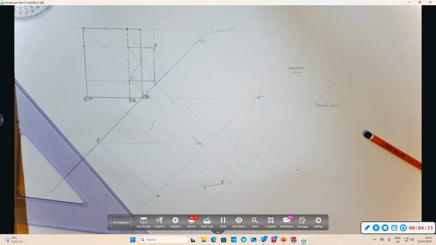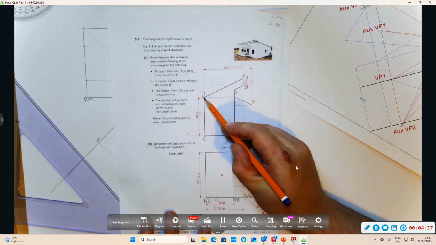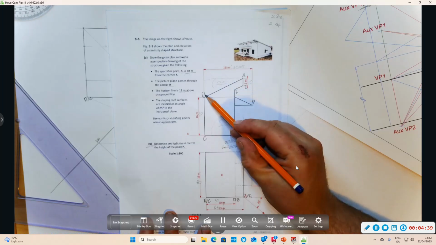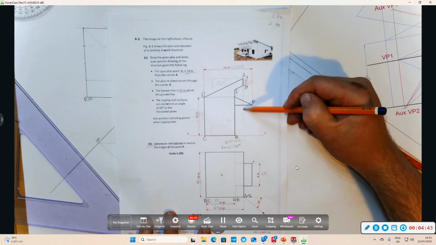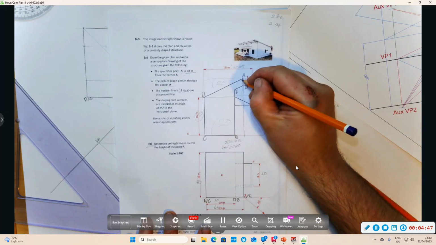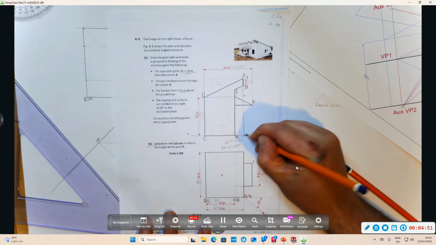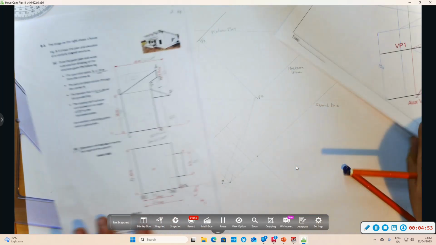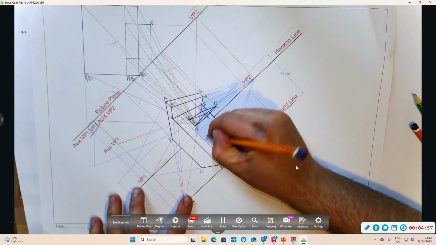Now, let's get point D. D has a true height of 16 meters, 80 millimeters. Any point on the picture plane in plan is the true height. A is on the picture plane, so we're going to apply the true height of 80 millimeters here, and we're going to join to VP1. So 80 there, and join to VP1.